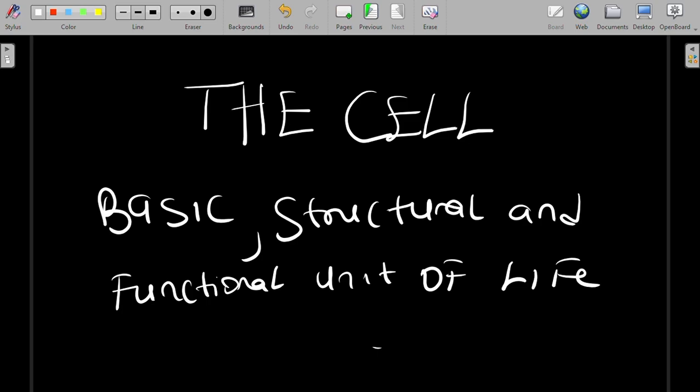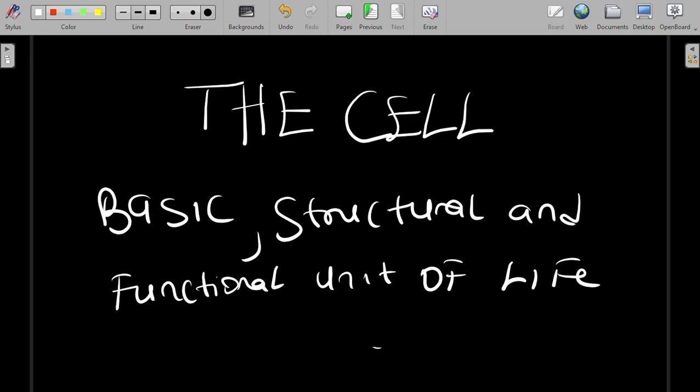Why did I say structural? Structural means all human bodies, all living things are made up of cells. All living things have structures. So when I say the cell is the structural unit of life, it means that anything that has cells has structure. Now, functional means this cell is responsible for the daily functions of living things. For the body to function, we are talking about the cell. For example, when you urinate, when you are secreting hormones, when you are eating, all those things are done by cells.